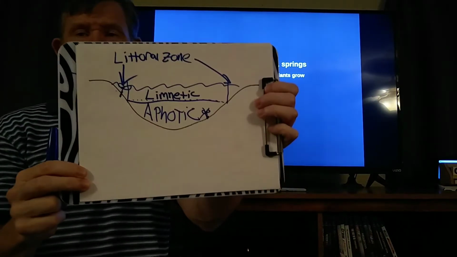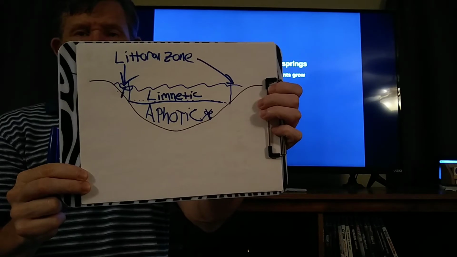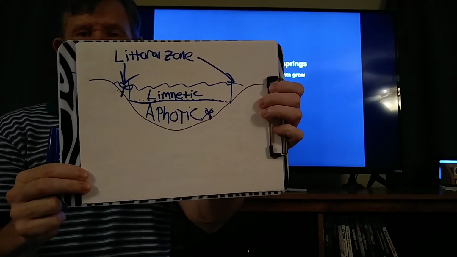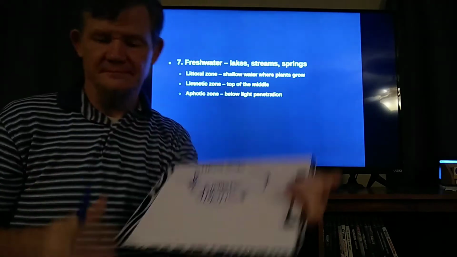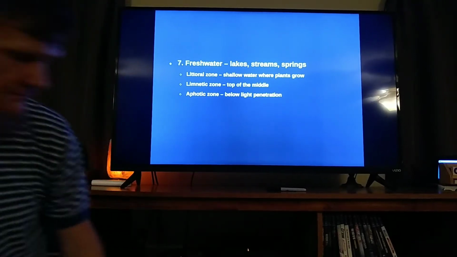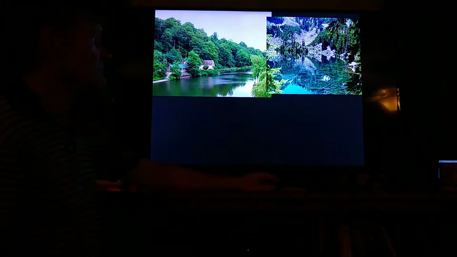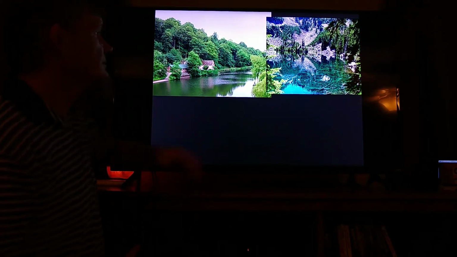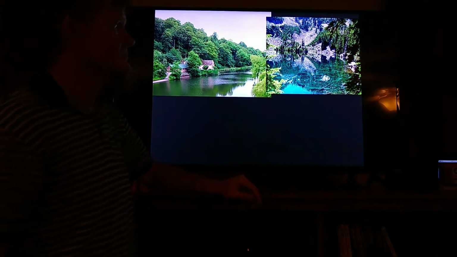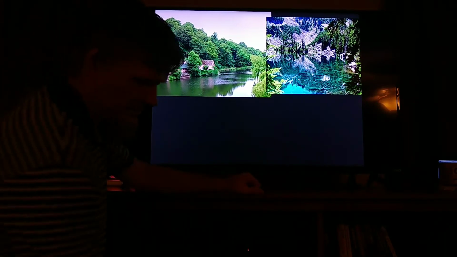Just want to get that close enough to make sure that you can see all of my different little drawings. Freshwater habitat. River, mountain, lake, freshwater habitat.